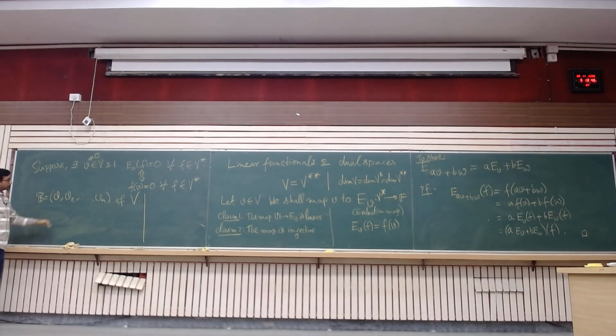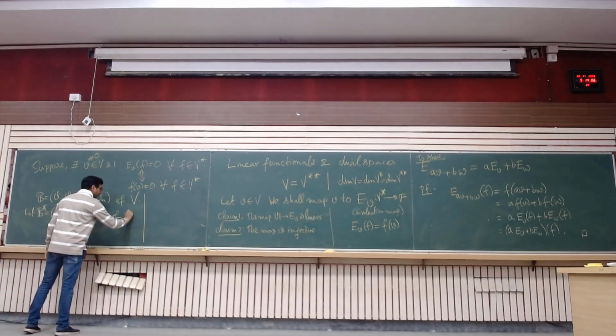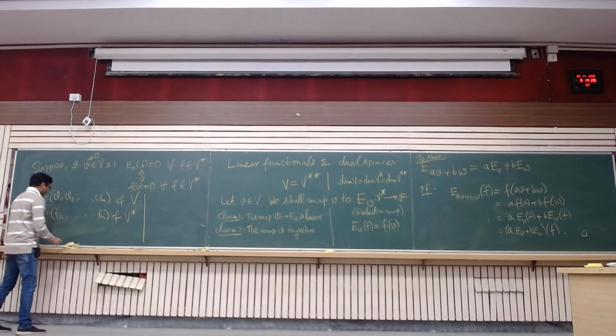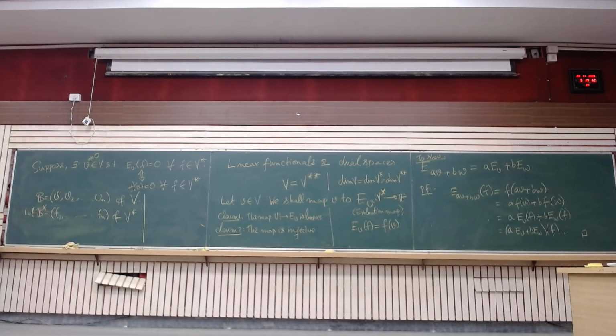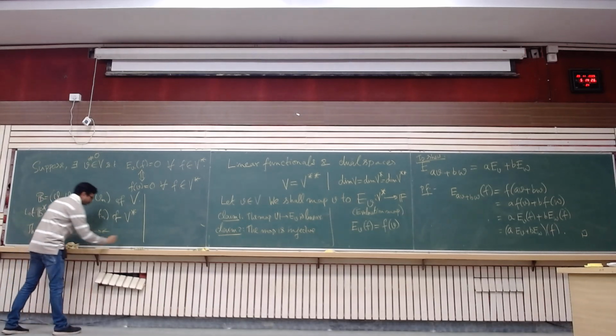So let B be a basis of V which we got starting with V as our first element, and that we can do because V is not equal to 0. Let this be the dual basis, F1, ..., Fn of this. Then F1 of V is not equal to 0. So that gives a contradiction, and that finishes the proof.